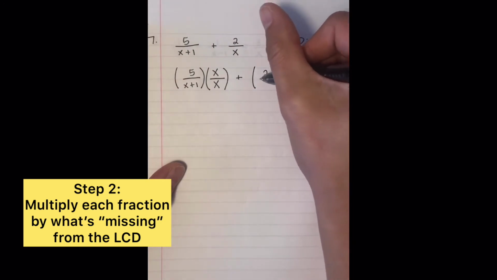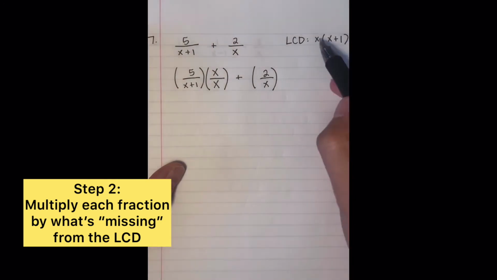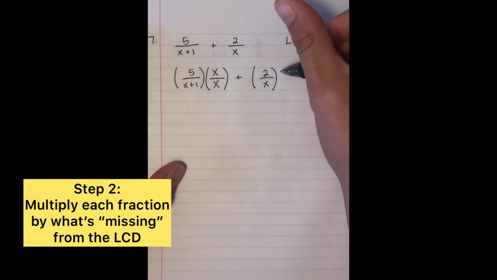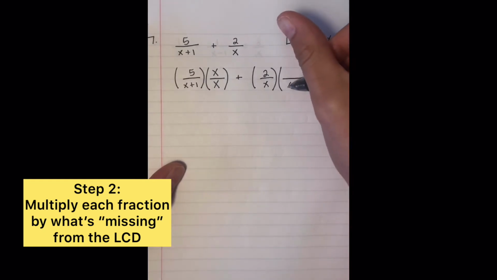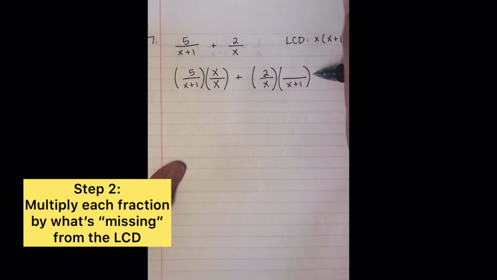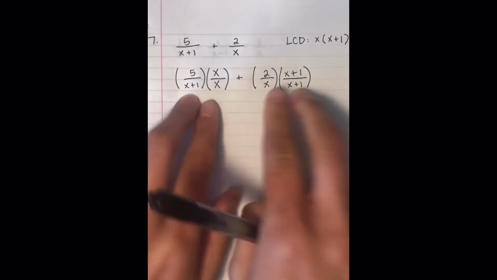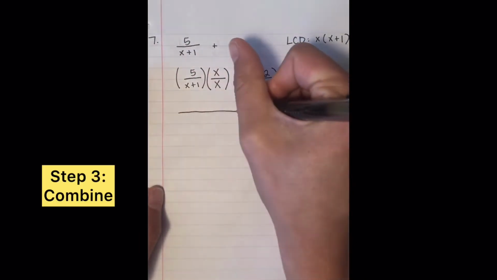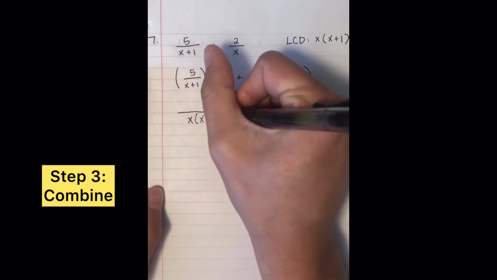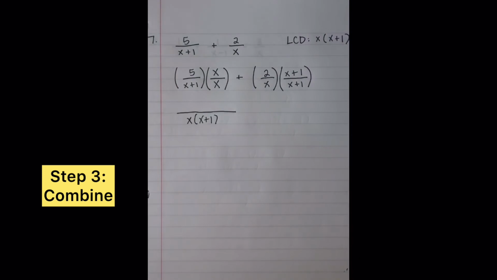Second fraction, I've got 2 over x, but I need it to have x plus 1 on the bottom, so I need to multiply by x plus 1. Can't just multiply the bottom, you have to multiply the top as well. So now, even though the two bottoms are in different orders, we know that they're the same, so I'm going to go ahead and write it: x times x plus 1, and then we'll multiply on top.